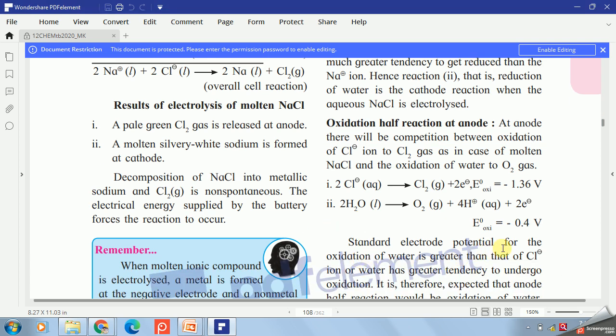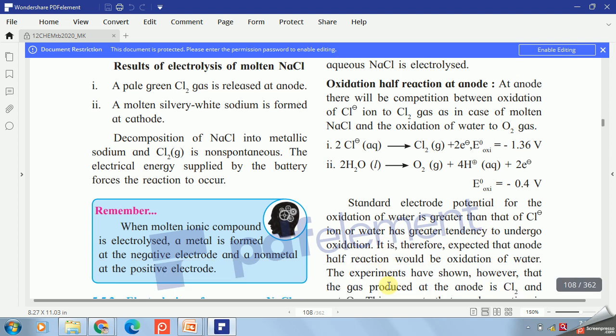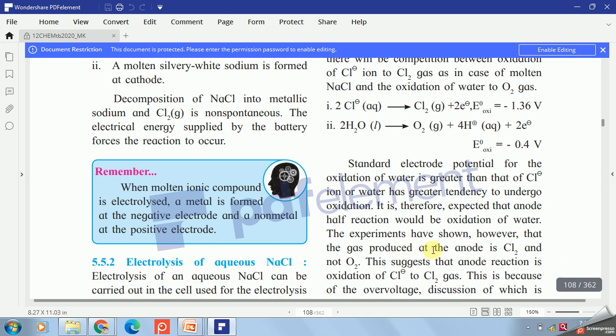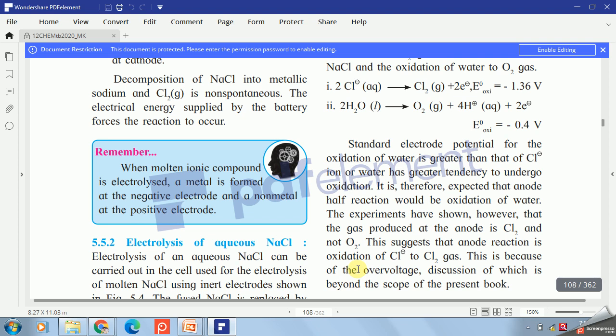Now the standard electrode potential for the oxidation of water is greater than that of chloride ion, or water has a greater tendency to undergo oxidation. Therefore it is expected that the anode half reaction would be oxidation of water, but experiments have shown that the gas produced at the anode is chlorine and not oxygen. This suggests that the anode reaction is the oxidation of chloride ion to chlorine gas.